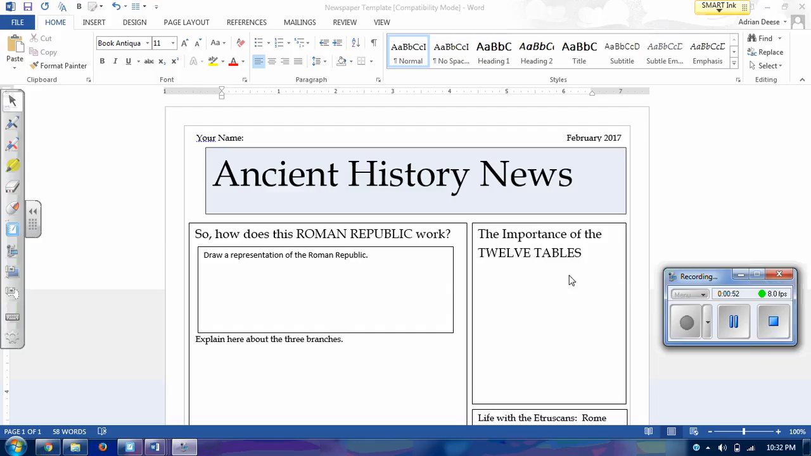Where it says the importance of the 12 tables, you need to find anywhere in your notes from yesterday to last week where it tells you that the 12 tables were the first time that any of the laws were on display for everybody to see, and they were posted in the forum. You're going to find it under achievements for codification of laws, but it basically just means everybody had followed the same laws and they were posted for everybody to see.